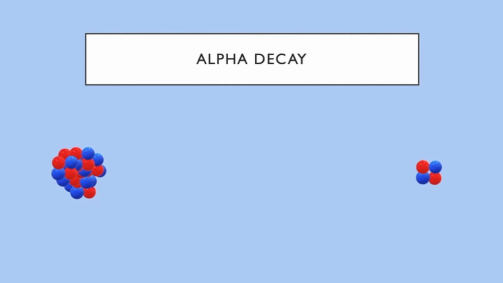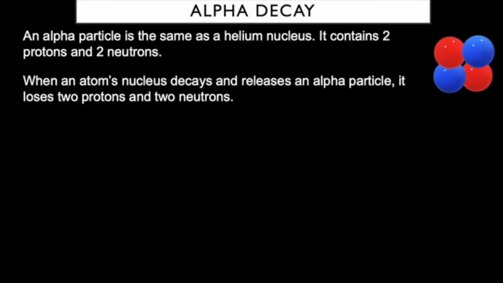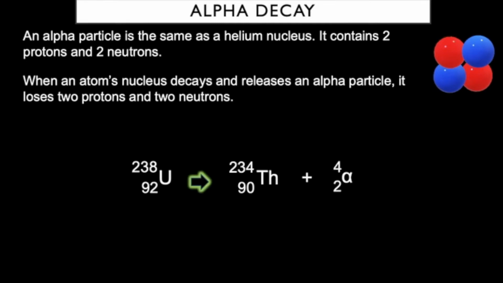Let's have a look at how we could represent that with that notation we just looked at. We've said that an alpha particle is the same as a helium nucleus, and it contains two protons and two neutrons. When an atom's nucleus decays and releases an alpha particle, it loses two protons and two neutrons then.